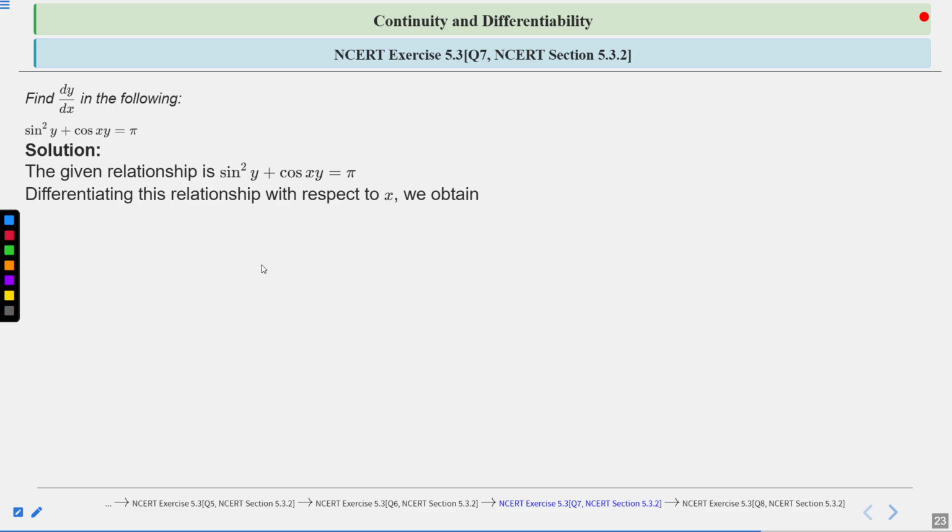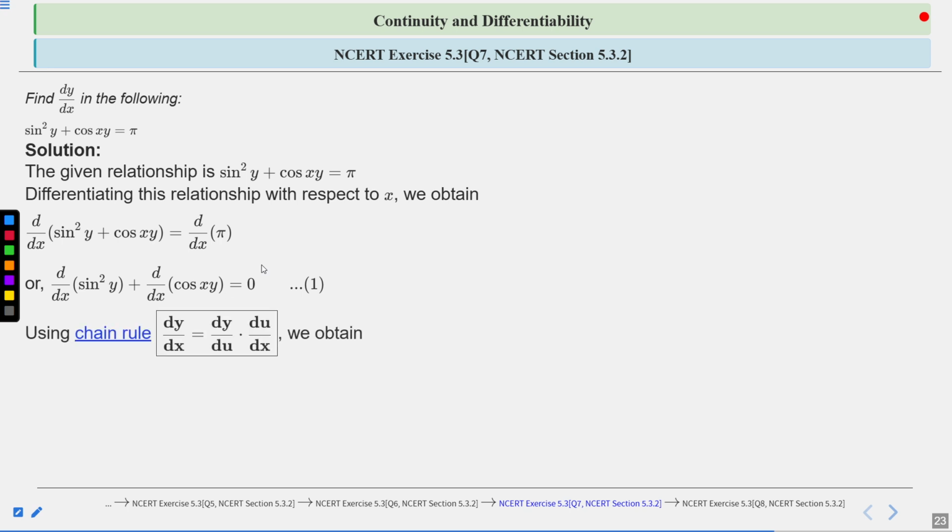Differentiating this relationship with respect to x, we obtain d upon dx of sin square y plus cos xy is equal to d upon dx of pi. Clear? Or d upon dx of sin square y plus d upon dx of cos xy will be equal to 0. Let us assume this as equation 1.